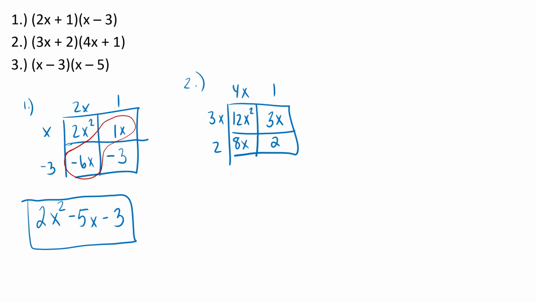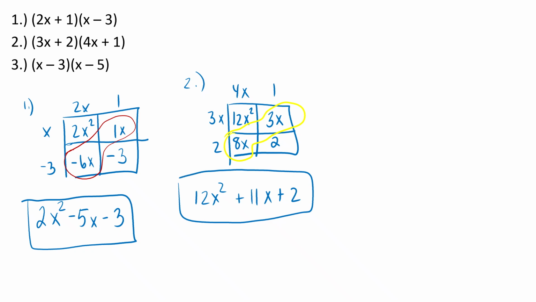And once again, you're just going to notice where those like terms are. So we will have 12x squared, 8x plus 3x is 11x, and then we have a plus 2. And that is our answer.